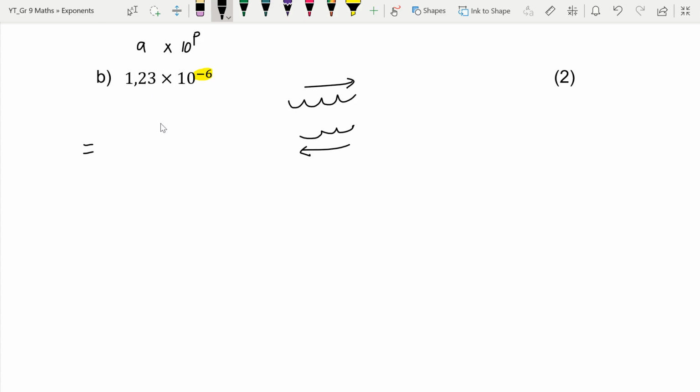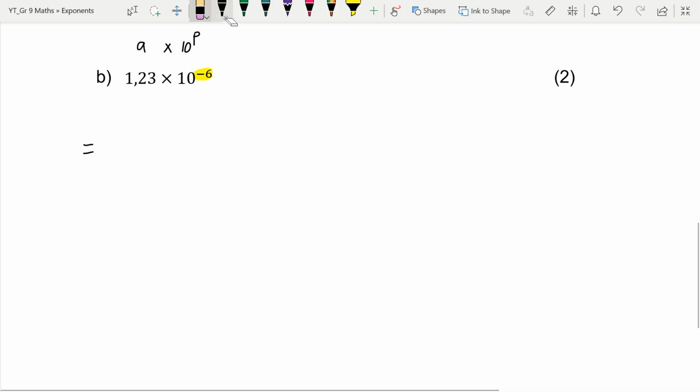How many places are we going to move that comma? We're going to have to move it 6, because that 10 to the power of negative 6 gives us 6 zeros. So let me just write this over. So I've got my 1, 2, 3. Currently, the comma is there. Now I'm going to move it 6 places. 1, 2, 3, 4, 5, 6. The comma, my new comma, will now be there. And now I'm just going to go add my zeros.